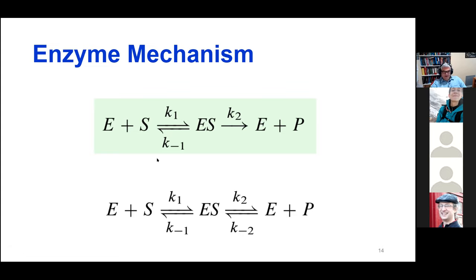So you notice there are three constants here, K1, K-1, K2, and for this one, there's another one, K-2. Often we don't know these constants, and in fact, they're really difficult to measure. They've only been measured in a small number of cases. And of course, it depends on the mechanism. Some enzymes have a lot more complex mechanisms than this, and so it becomes really difficult to determine those. So instead, people have devised approximations.